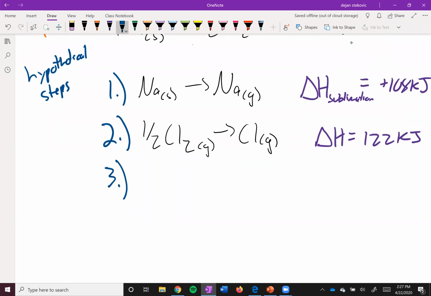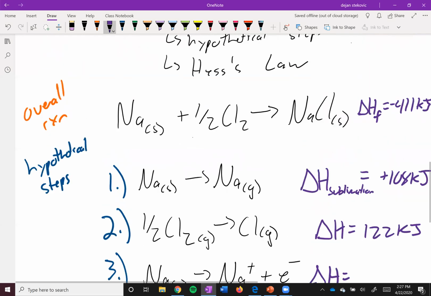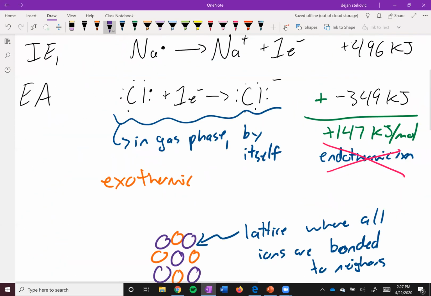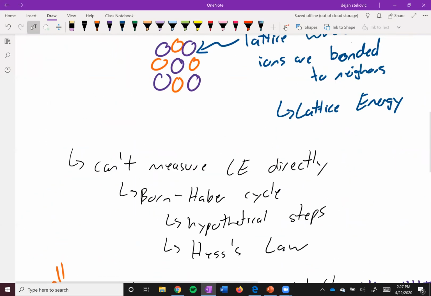The third step, we've got our sodium as a gas. Now we have to remove that electron. So sodium as a gas, losing its electron. This is also an endothermic reaction, right? We saw that up here in terms of the ionization energy, plus 496 kilojoules.